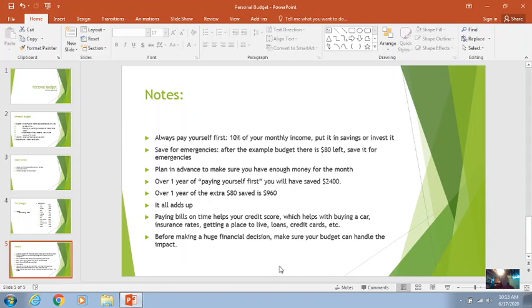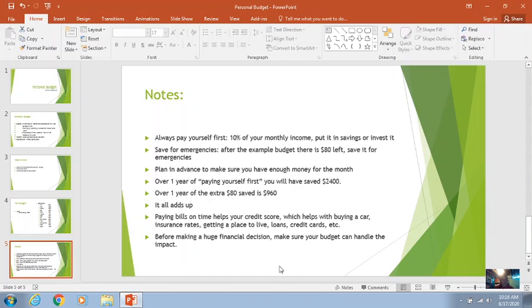But I have $80 set aside always at the end of the month that I can use and save up for an emergency. Like maybe I need new tires for my car, or repairs for my car, God forbid, a medical emergency. Plan in advance if you're going to go somewhere or do something, just so that you have enough money for the month. You don't want to take off for a vacation and spend your money and then not have enough to pay your bills. So make sure you have money set aside and you plan in advance to do things.